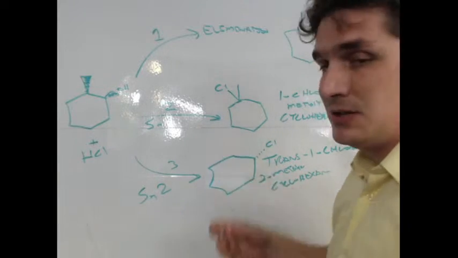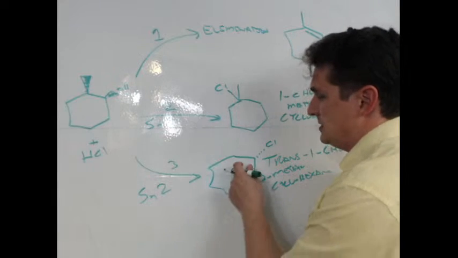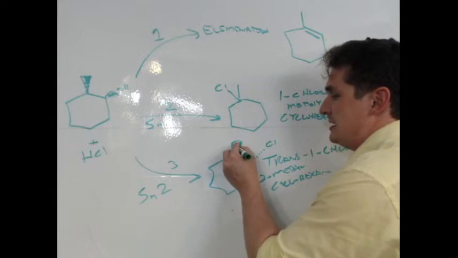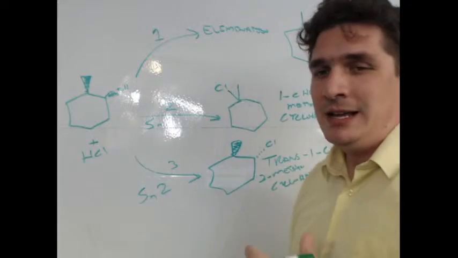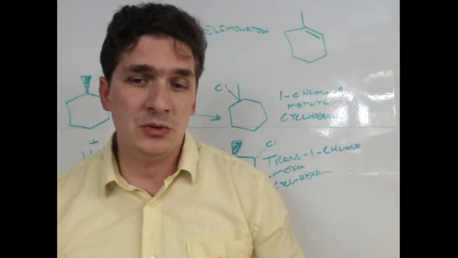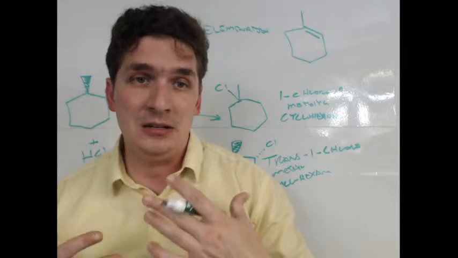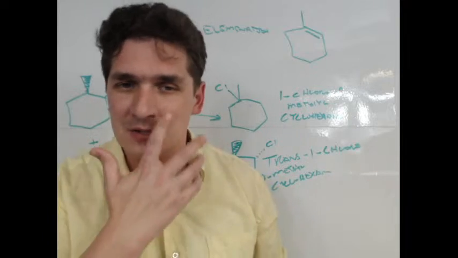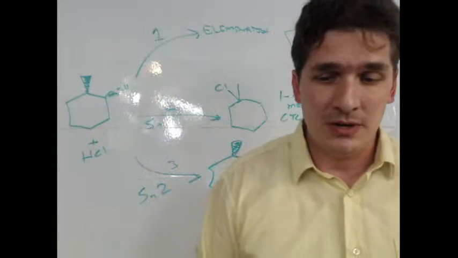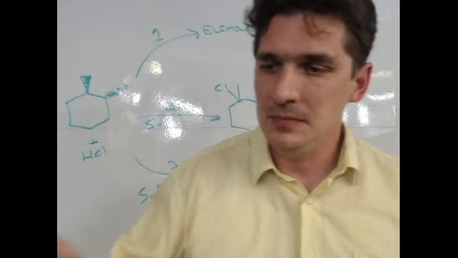But again, there's nothing here to be cis or trans relative to. So because of this methyl group, we're going to end up getting rearrangement through an SN1 pathway, and it's going to end up being only one product for SN2. So those are the 2 discussion boards right now for Organic 1.